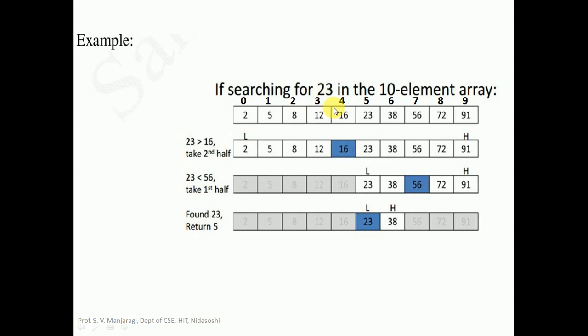But in this particular example, the search key is 23. If you compare 23 with the middle element, that is 16, whose index is 4, there is no match here. The search key doesn't match with the middle element. Then where do we have to search, whether in the first half of the array or in the second half of the array? It depends on whether the key is lesser than the middle element or greater than the middle element. If the search key is less than the middle element, then it may be present only in the first half where the elements are smaller than the middle element.